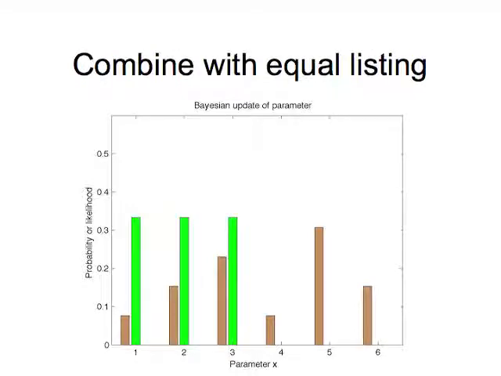Next slide. Let's combine the prior probability with the inclusion method, an equal listing of all pairs of probability. So the three priors on the left will be multiplied by an equal weighting, whereas the three allele pairs on the right will be eliminated. Next slide.